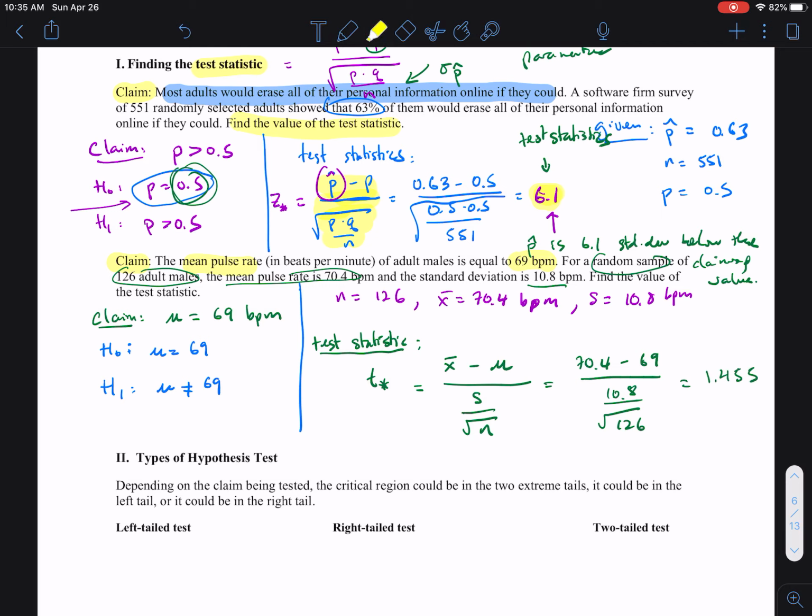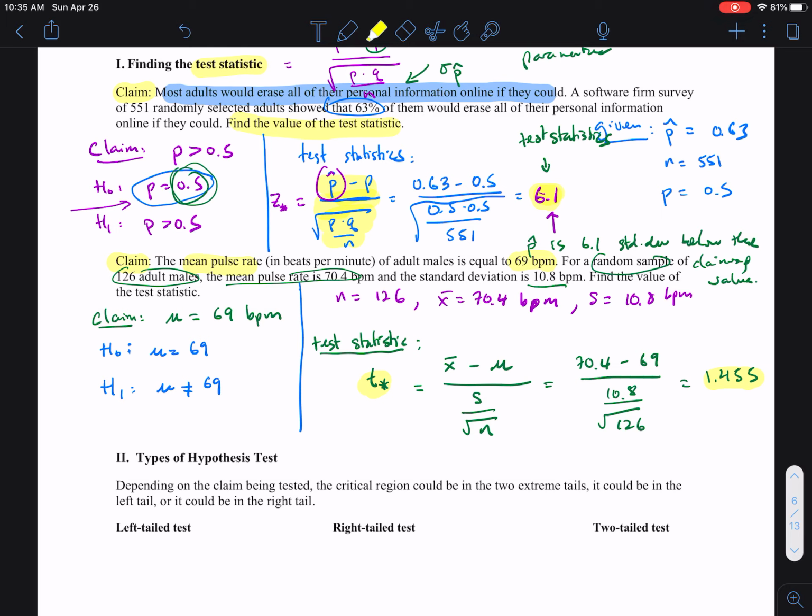So what this is saying is that the test statistic is 1.455. In other words, if we assume the mean pulse rate for adult males is 69 beats per minute, then from a random sample of 126 adult males, we would expect the average pulse rate to be pretty close to 69. We found a random sample, and the sample mean pulse rate is 1.45 standard deviations from the claim value.